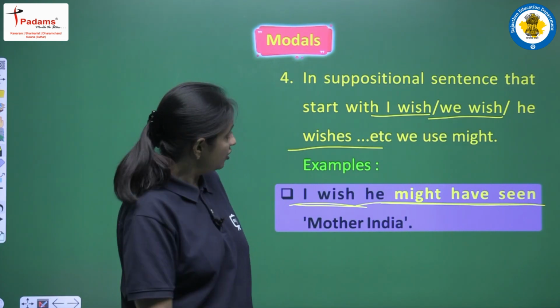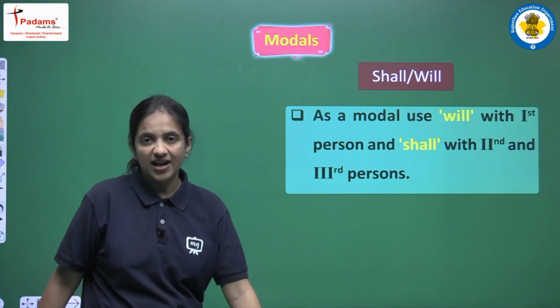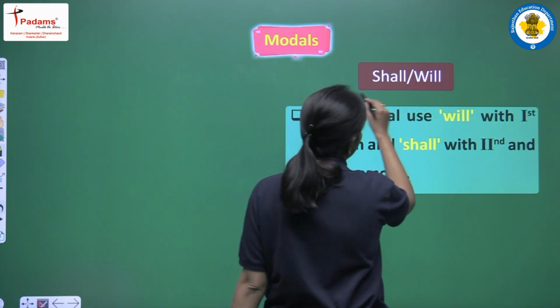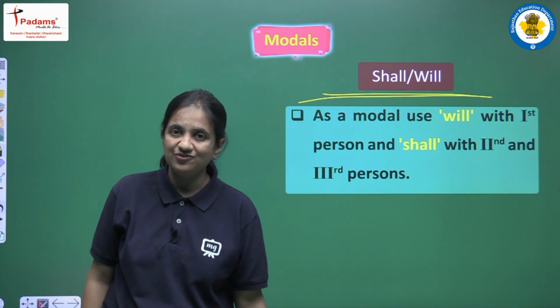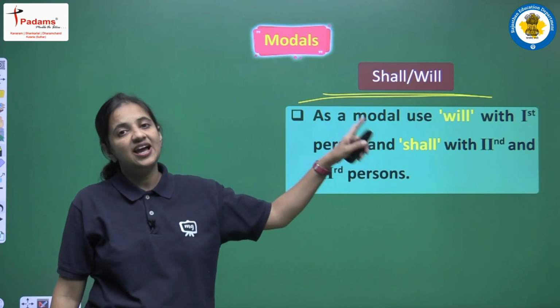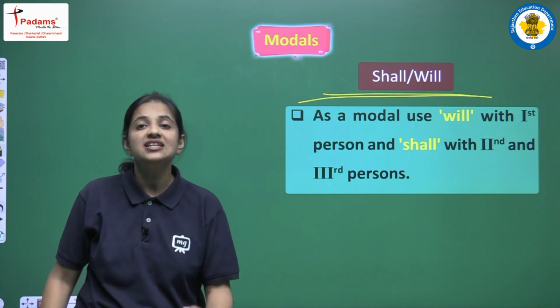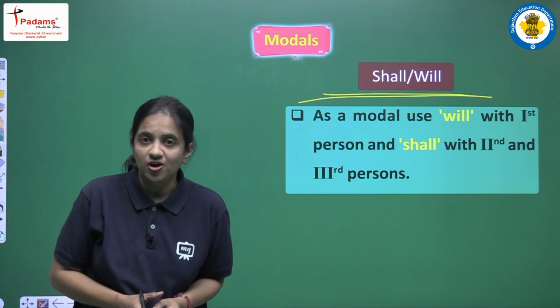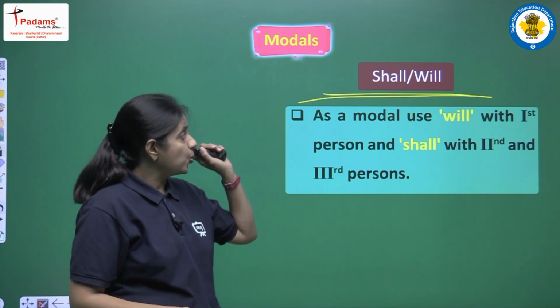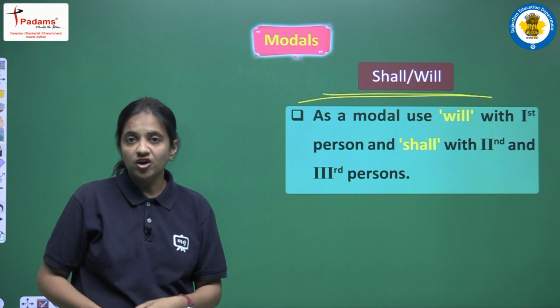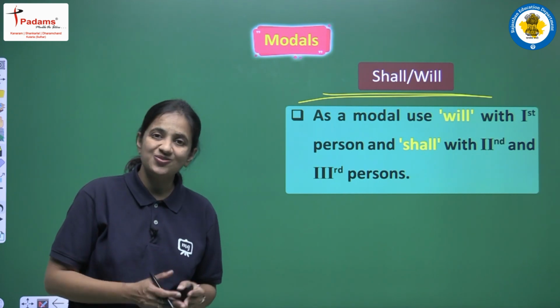Okay, moving on, the next modals that we now have are shall and will. So yes, I told this thing earlier also, that don't get confused. Yes, shall and will are the helping verbs of future tense, but they are also part of modals. They are included in the modal auxiliaries also. So when they are included in the modals, let's see what the uses of shall and will are.